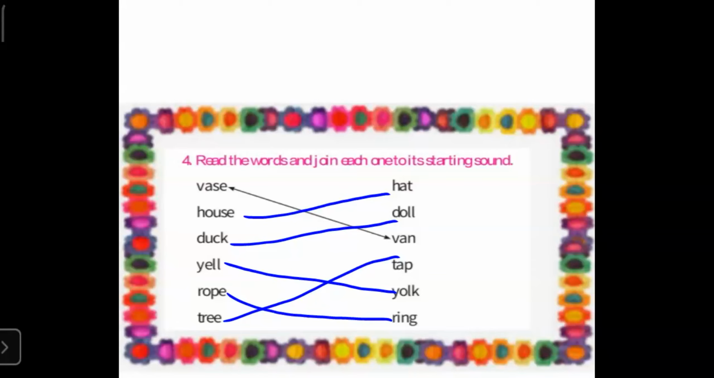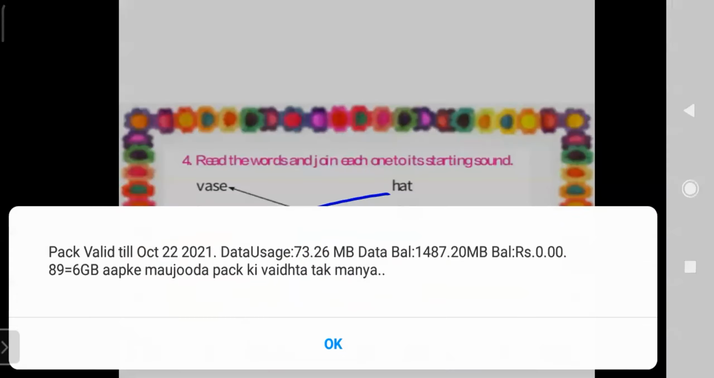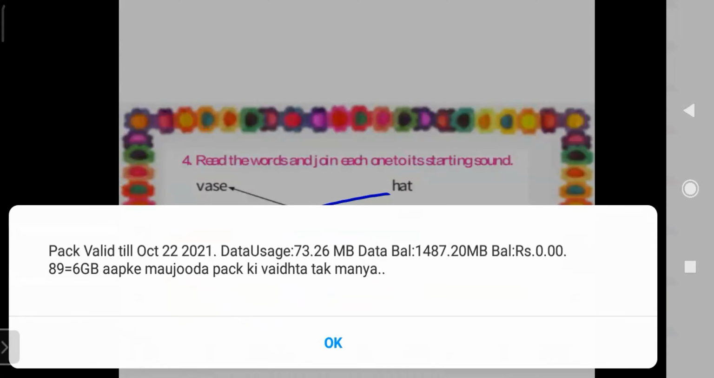Y-E-L-L, yell. Y-O-L-K, yolk. R-O-P-E, rope. R-I-N-G, ring. T-R-E-E, tree. T-A-P, tap. Let's read the words one more time, students.